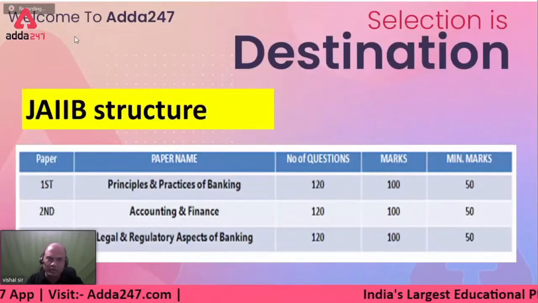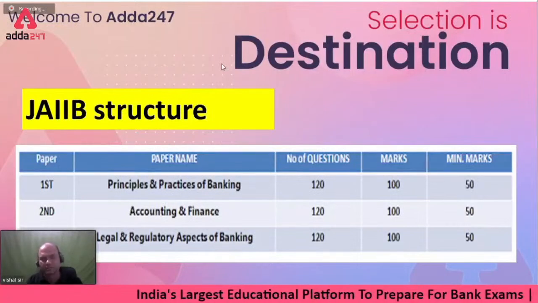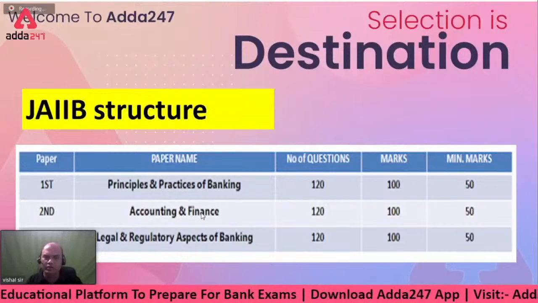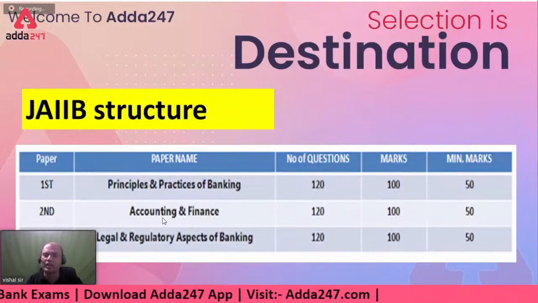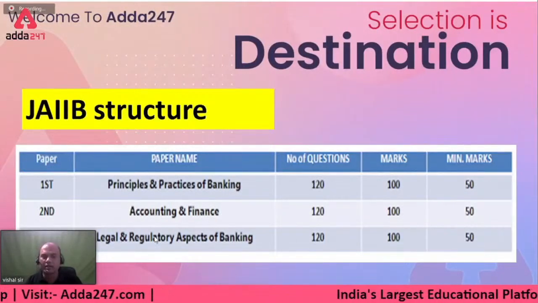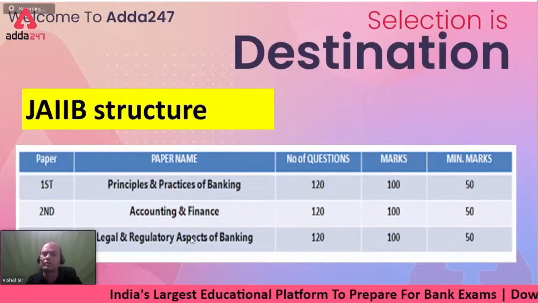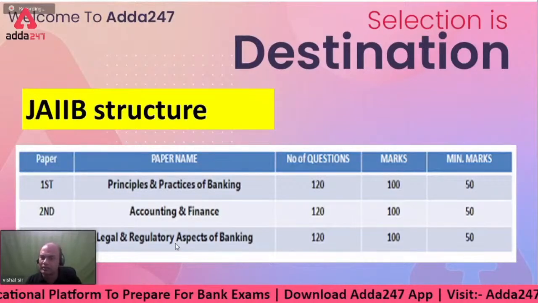Now coming to the point, what is the structure of JIB? The structure is there are three subjects basically: PPB, accounts, and legal. The full names are like this: Principles and Practices of Banking, Accounting and Finance for Bankers, and LRAB, Legal and Regulatory Aspects of Banking. So what we'll be calling them? We'll be calling them the short forms. Okay, PPB, accounts, legal. Okay.